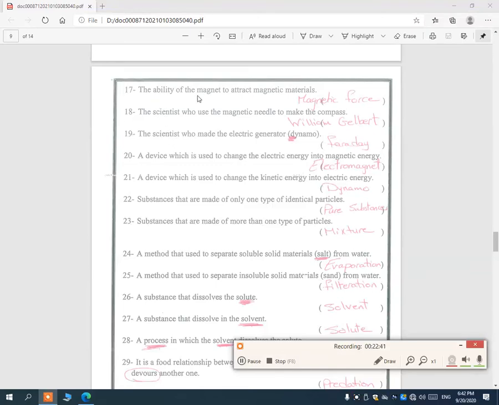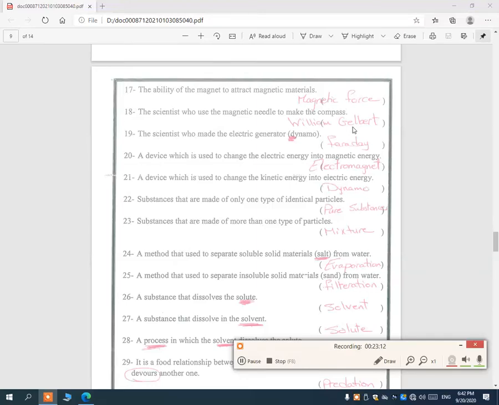Number 17: the ability of the magnet to attract magnetic materials. What is the ability of the magnet to attract magnetic materials? Magnetic force. We said ability means force. Number 18: the scientist who used the magnetic needle to make the compass. Who is the scientist who made the compass? William Gilbert.